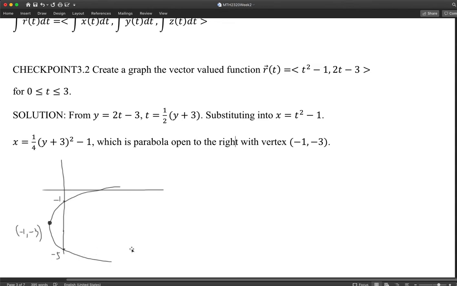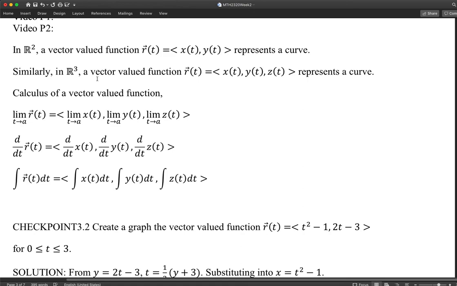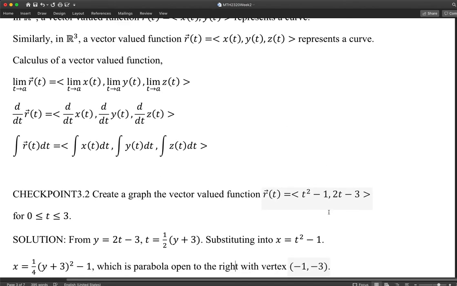And this is the beginning part of vector-valued functions. A vector-valued function is a function with one single variable such that the function value is a vector. In general, in the two-dimensional or three-dimensional case, a vector-valued function really represents a curve. Like in this case, we have a curve here. And in the three-dimensional case, we still have some curves.